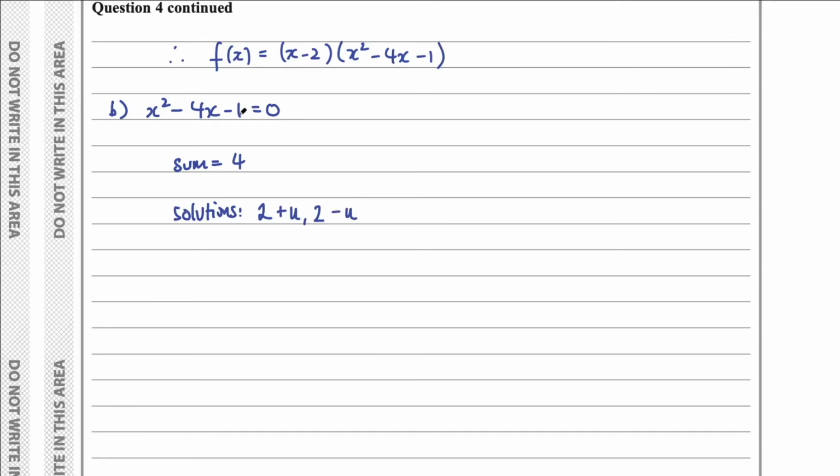We say the product needs to equal this product here, negative 1. So we would have 4 take u squared equals negative 1. Then we solve for u. So u squared is going to equal 5, and therefore u equals the square root of 5. And now our solutions are, for x, equals 2 plus root 5 and 2 take root 5.